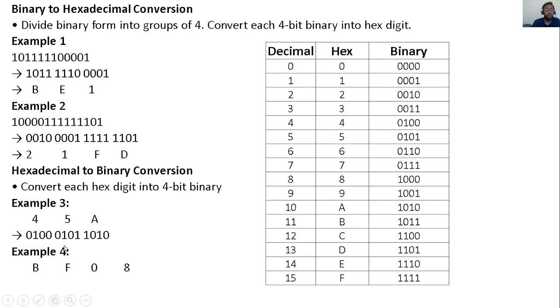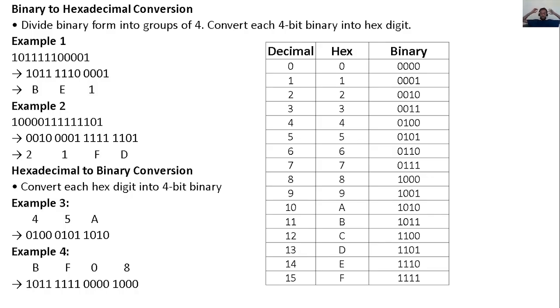That is the binary number. Now take BF08, if we have to convert this into binary. You can see from the table that 8 is 1000, 0 is 0000, F is 1111, and B is 1011. And this is our final binary number that is converted from hexadecimal.